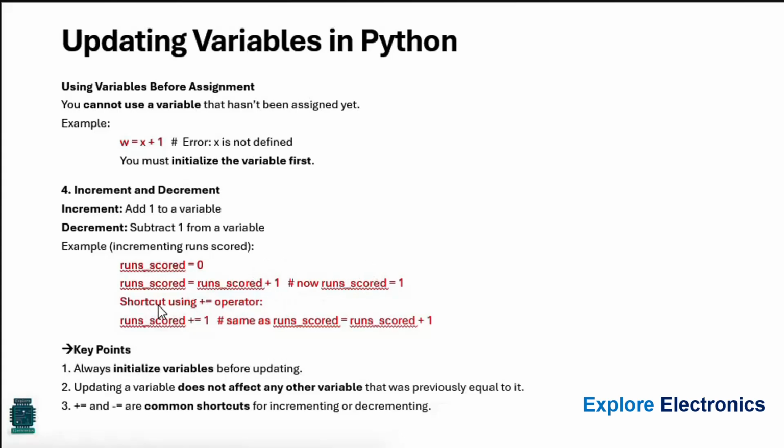Initially it was 0, now it is 1 because of plus 1. And the shortcut using the plus operator. Again we are making changes: runs_code plus is equal to 1. Let us see. It is the same as runs_code is equal to runs_code plus 1, which means it was 1 plus 1. Again it will change the output to 2. Got it? Initially it was 0, then when I incremented by 1 it became 1, and again I have incremented by 1. To that existing value, it will increment 1 more. That's why the output is 2 now.